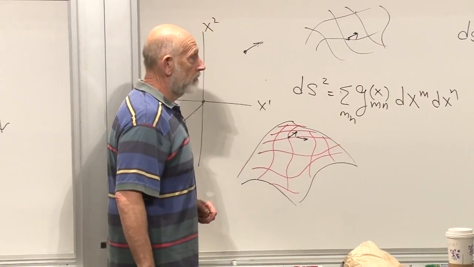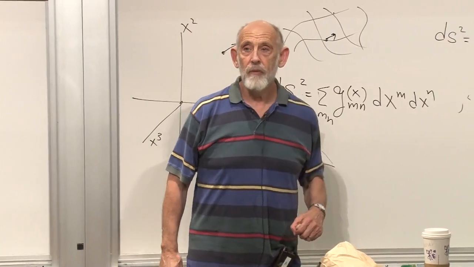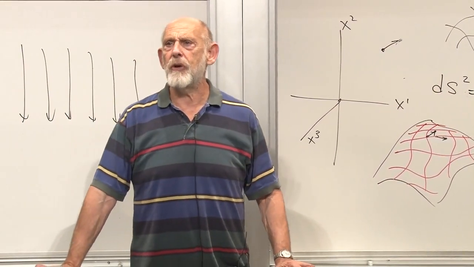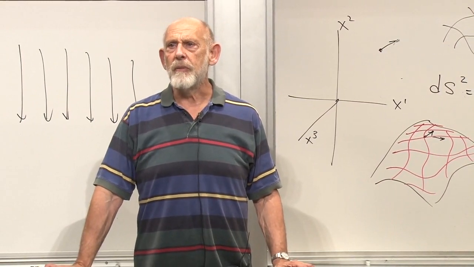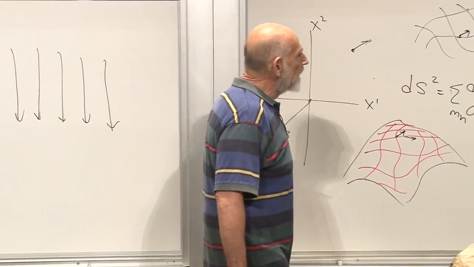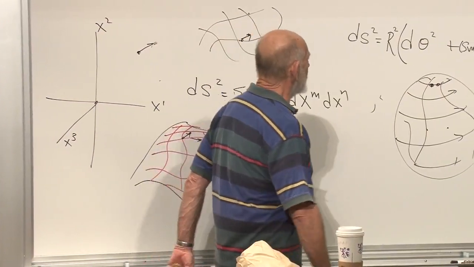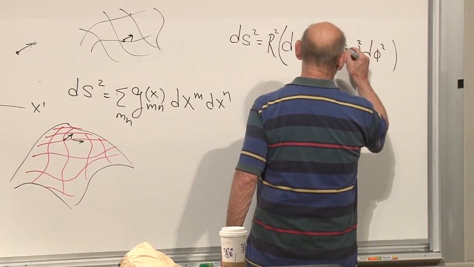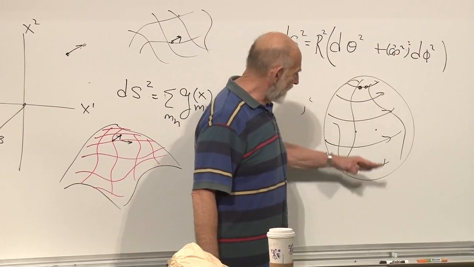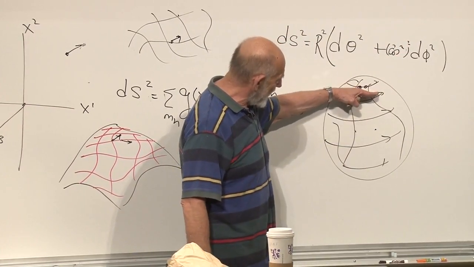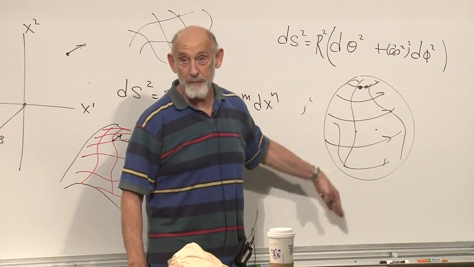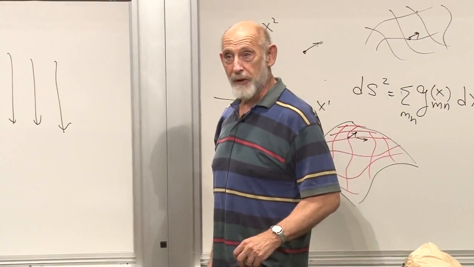Excuse me, don't we normally measure latitude from the equator, so would it be cosine? Say it again. Yes, we do measure latitude from the equator. Yeah, if you measure latitude from the equator, it would be cosine squared. Is that what you were getting at? Yes, that's correct. If it's measured from the North Pole, it would be sine squared theta. So, good point. You're right.